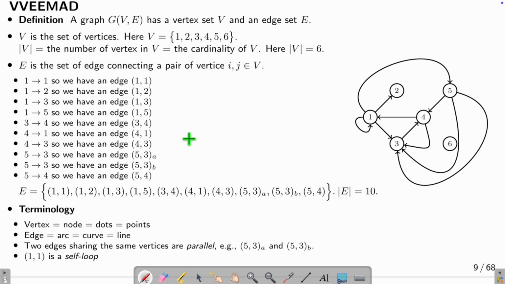You need practice. There will be some exercises. I give you some V and E without telling you the picture, and you draw the picture. Or vice versa, I give you a picture and you write the V and E. We will do this exercise together later, okay?